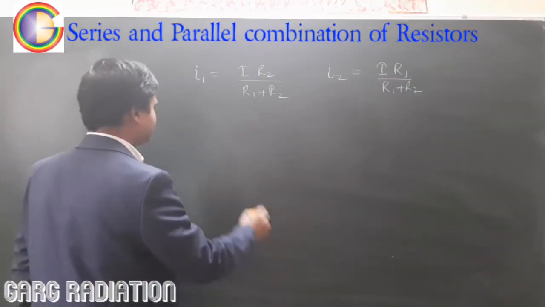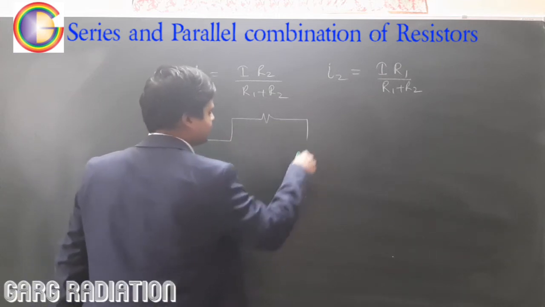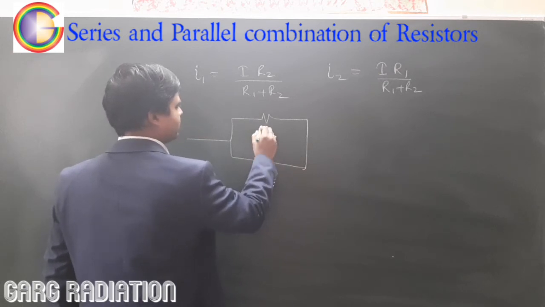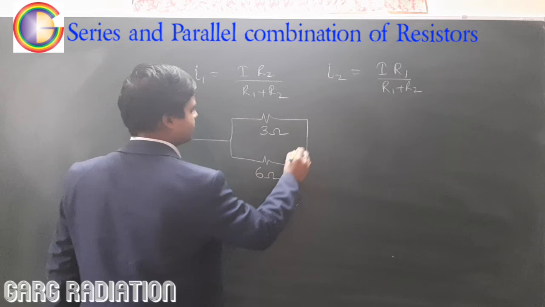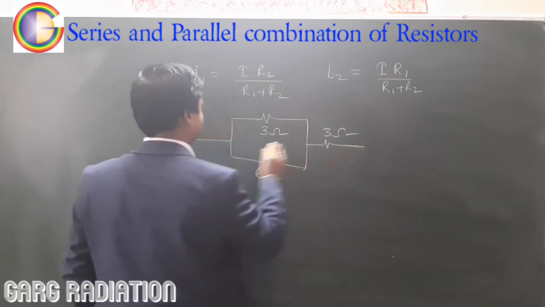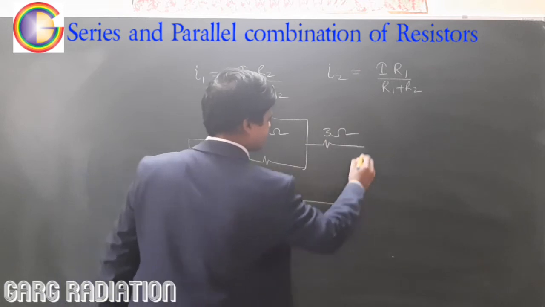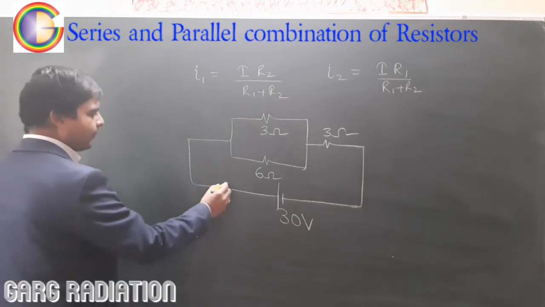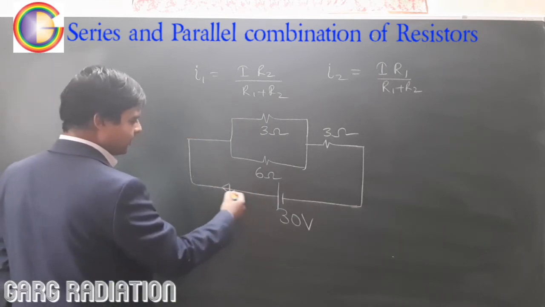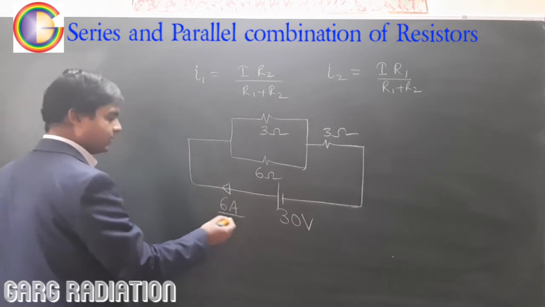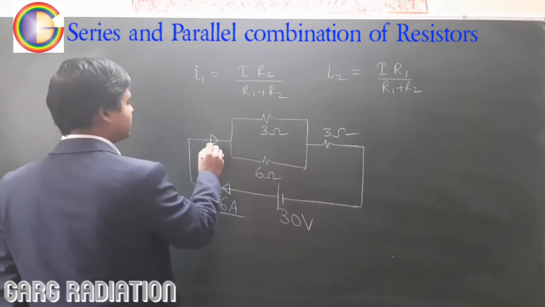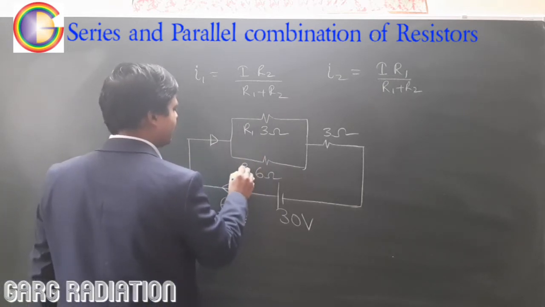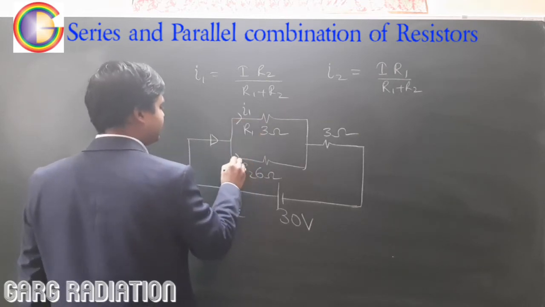The two formulas which we got, and the question which we had is this: 6 ohm, or I should write 3 ohm here, 6 ohm and then 3 ohm, and the cell was of 30 volt. Now you see, if you remember, we just found this as 6 ampere. So this is 6 ampere and we have to distribute this 6 ampere into these two. So suppose this is R1 and this is R2. This current is I1 and this current is I2.